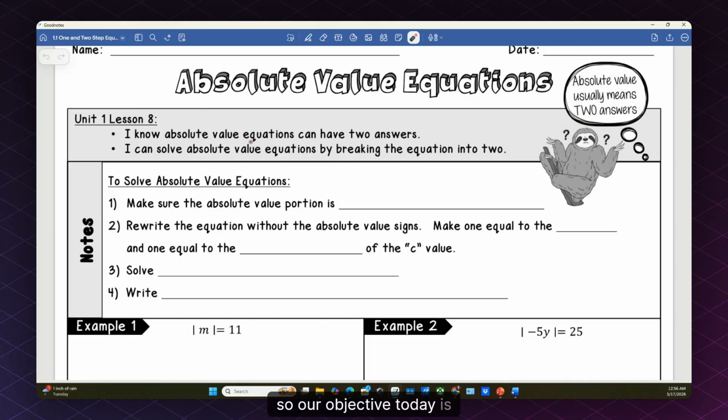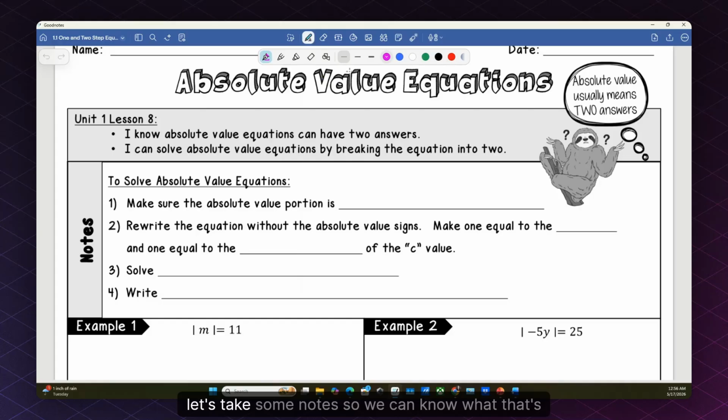So our objective today is I know an absolute value can have two answers, but it also can technically have one or none. And then the second objective is I can solve absolute value equations by breaking the equation in two. So we're going to have to break it into two components. Well, let's take some notes so we can know what that's about.